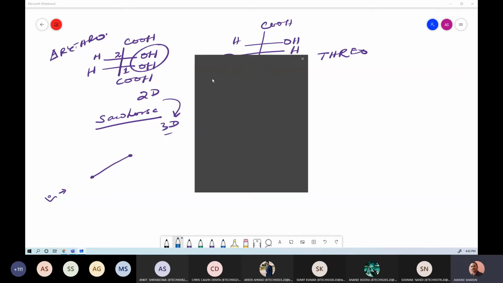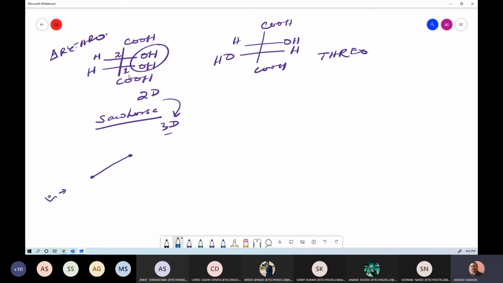So first we make the CHO down. And then the hydrogen and this hydroxy attached to carbon number 1: hydrogen is on the left side, OH is on the right side. The same configuration we can do here, H and OH. So your carbon number 1 is now assigned properly in the Sawhorse projection formula.